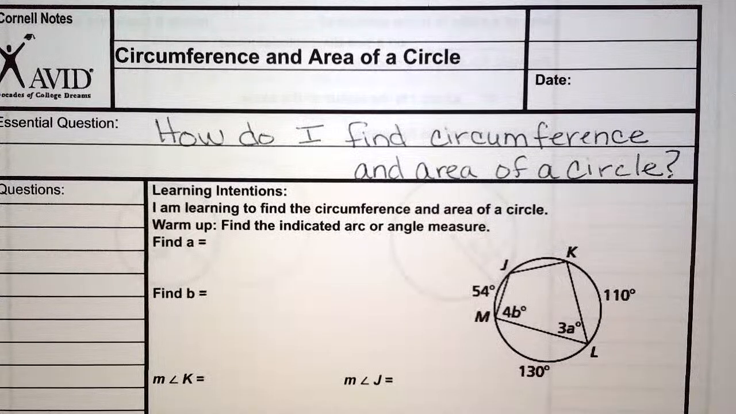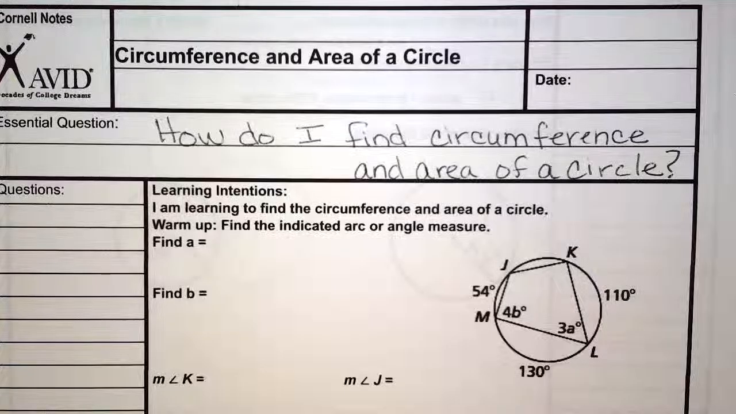So you've got about 6 different warm-up problems there. Find A, find B, find the measure of K, J, M, and L, those angles. So pause the video and see if you can do that now. Well, I do hope you tried.